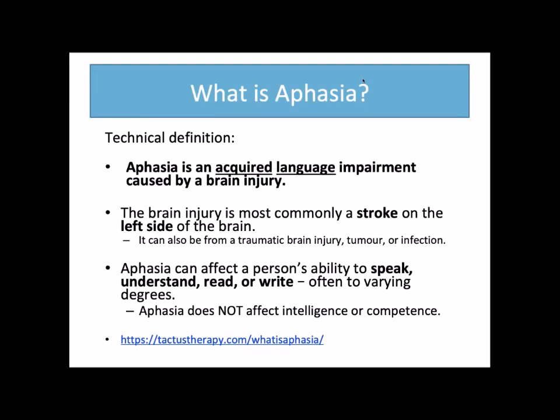And when you have aphasia, it can affect your ability to speak, understand, read, or write, and often to varying degrees. So someone might have a lot of trouble speaking, but understands fairly well. Some people might be able to read, but they can't write, or vice versa. But it's important to note that aphasia does not affect intelligence or competence. So you can visit the Tactus Therapy website for more information on what is aphasia and how to help somebody with aphasia. But this is kind of the overview of the technical definition.